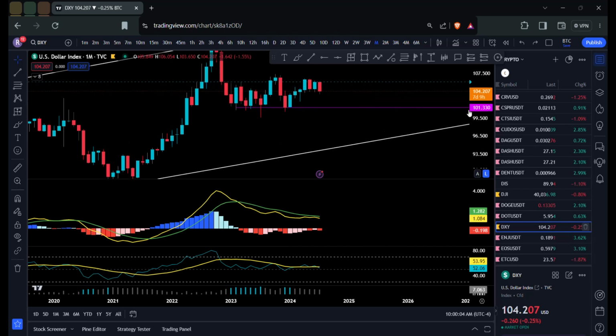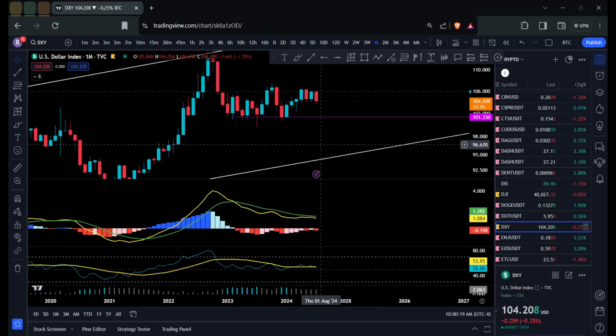What does that mean? That means we could retest the 102 to potentially the 101 level like we've done 1, 2, 3, 4, 5, 6, 7, 8 times already. What does that mean? That means if money's coming out of the dollar, it usually goes somewhere, right? And it usually is going to assets.